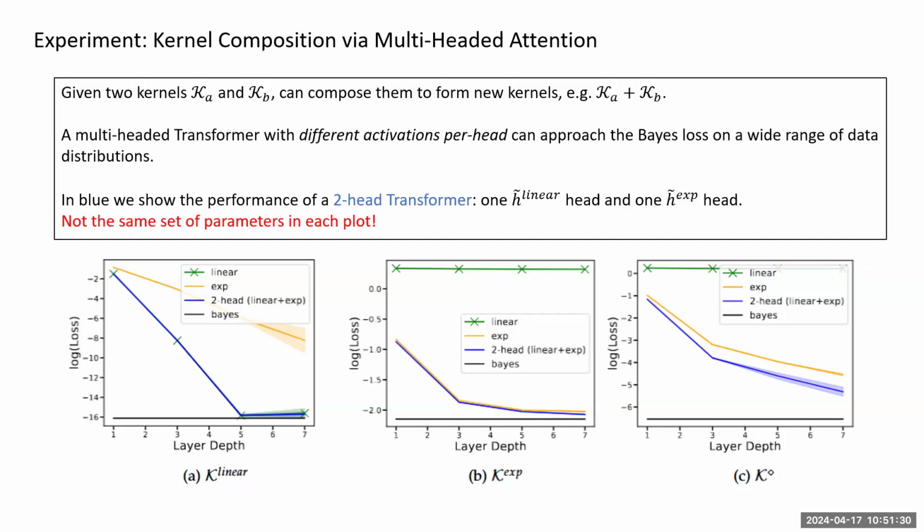And furthermore, when I have a K diamond, sorry, I forgot to write the formula for this, but it is basically summing a linear kernel over the first two features and an exponential kernel over the last three features in a 5-dimensional problem. So it's sort of composing linear with exponential. We can see that the two-headed transformer does better than both linear and EXP.